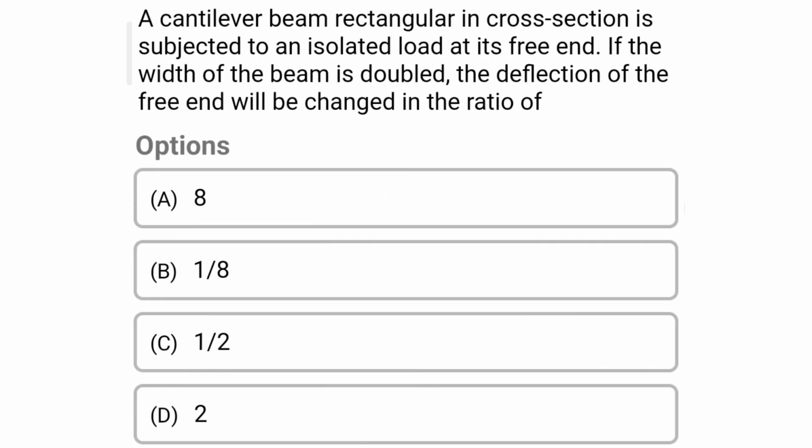So next question, a cantilever beam rectangular in cross section is subjected to an isolated load at its free end. If the width of the beam is doubled, the deflection of the free end will be changed by the ratio of option A 8, option B 1 by 8, option C 1 by 2, option D 2. So the correct answer is option C 1 by 2.